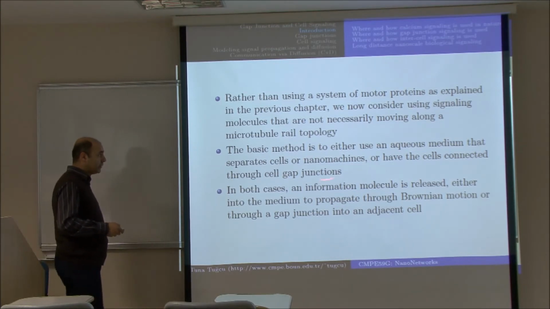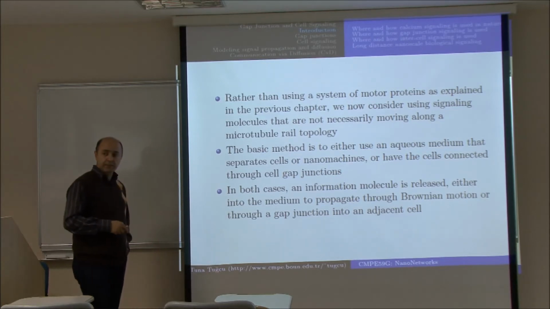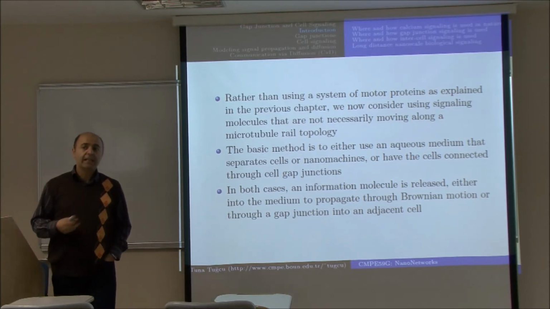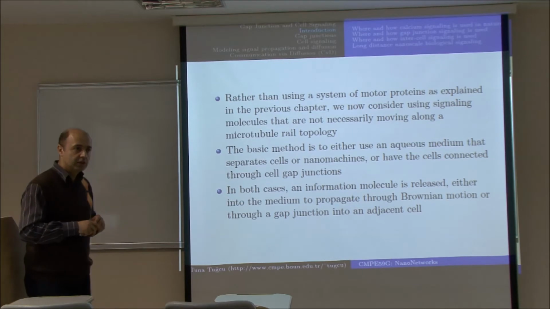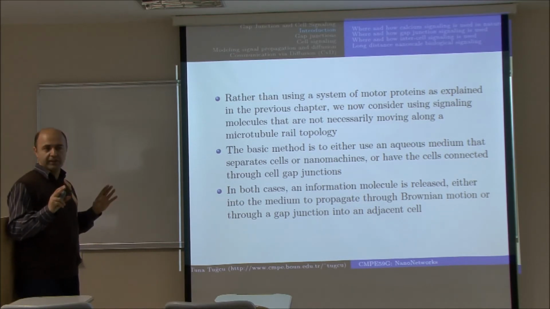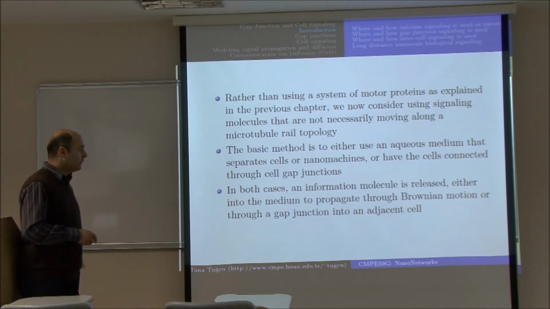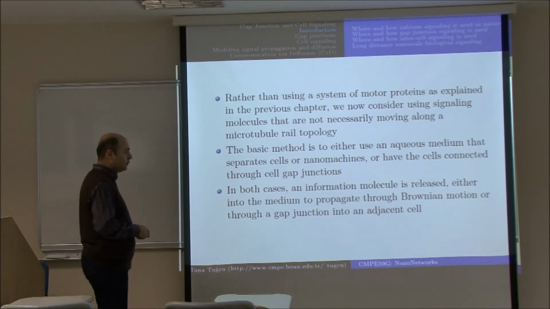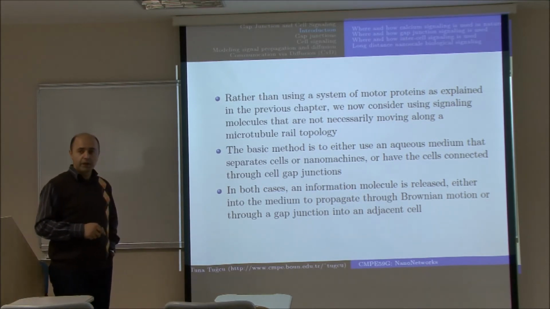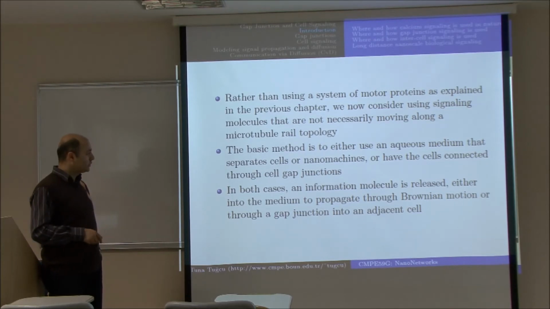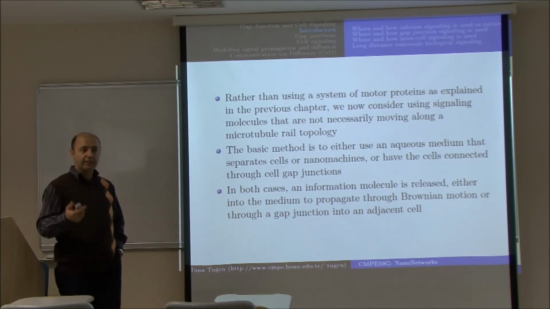So one of the approaches is making use of some gap junctions between neighbor cells. Pay attention to that. They should be neighbor cells. They should be touching each other. In both cases, the information molecule is released into the medium and propagates through Brownian motion, as we discussed earlier, through the gap junction into the adjacent cell.